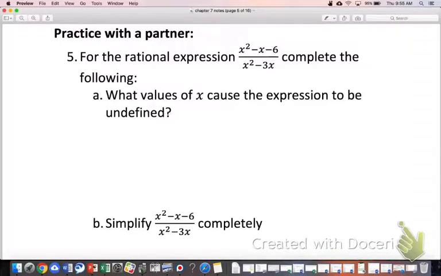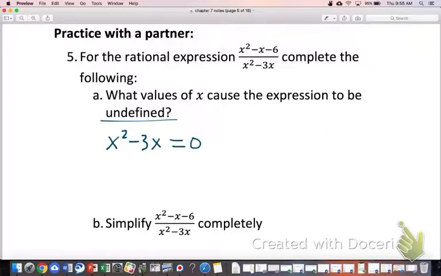So in part A, it says, which values of x cause the expression to be undefined? So let's remember, is it the numerator or the denominator that might cause a fraction to be undefined? It's the denominator, actually, right? You cannot have a 0 in the denominator because you can't divide by 0. And so if I'm looking for the values of x that cause the expression to be undefined, I'm always going to take the denominator and set it equal to 0.